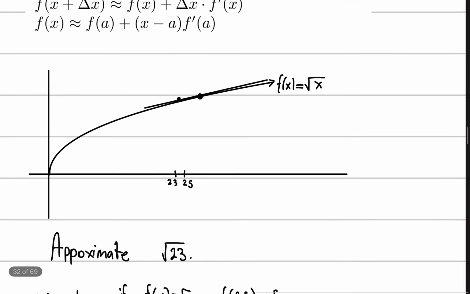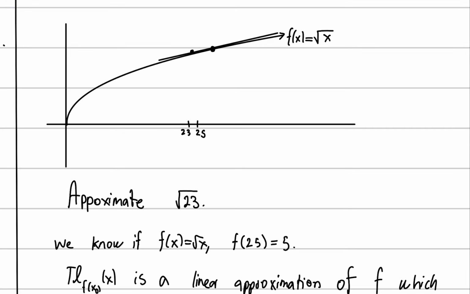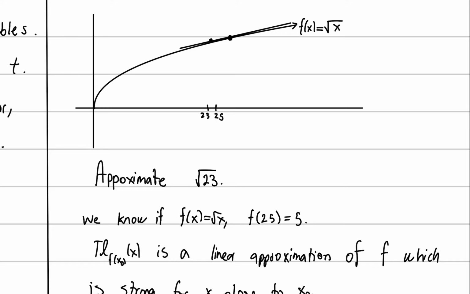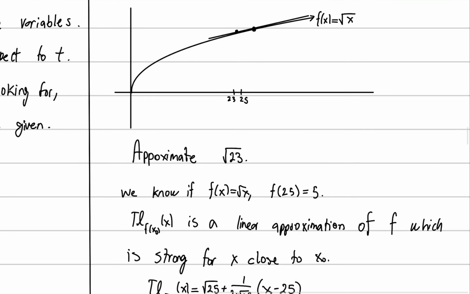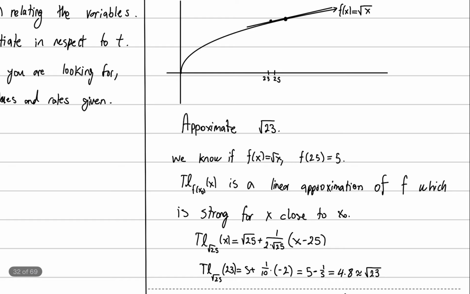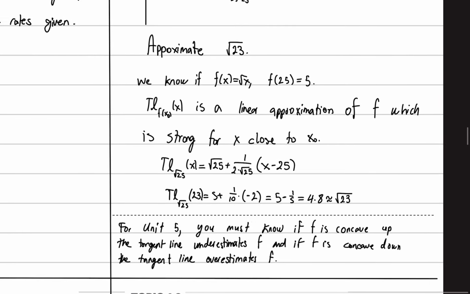Let's say we have the function square root of x, and it's asking to approximate the square root of 23. We know the square root of 25. For x equals 25, we know the function's output. So we're going to draw a tangent line at the point 25. If f of x is the square root of x, then f of 25 is 5. The tangent line to the function at the point is a linear approximation of f, which is stronger for x close to x naught. Once x gets farther away from x naught, it's not as strong of an approximation, or it might be a horrible approximation. But assuming it's close enough, it's a pretty good approximation.